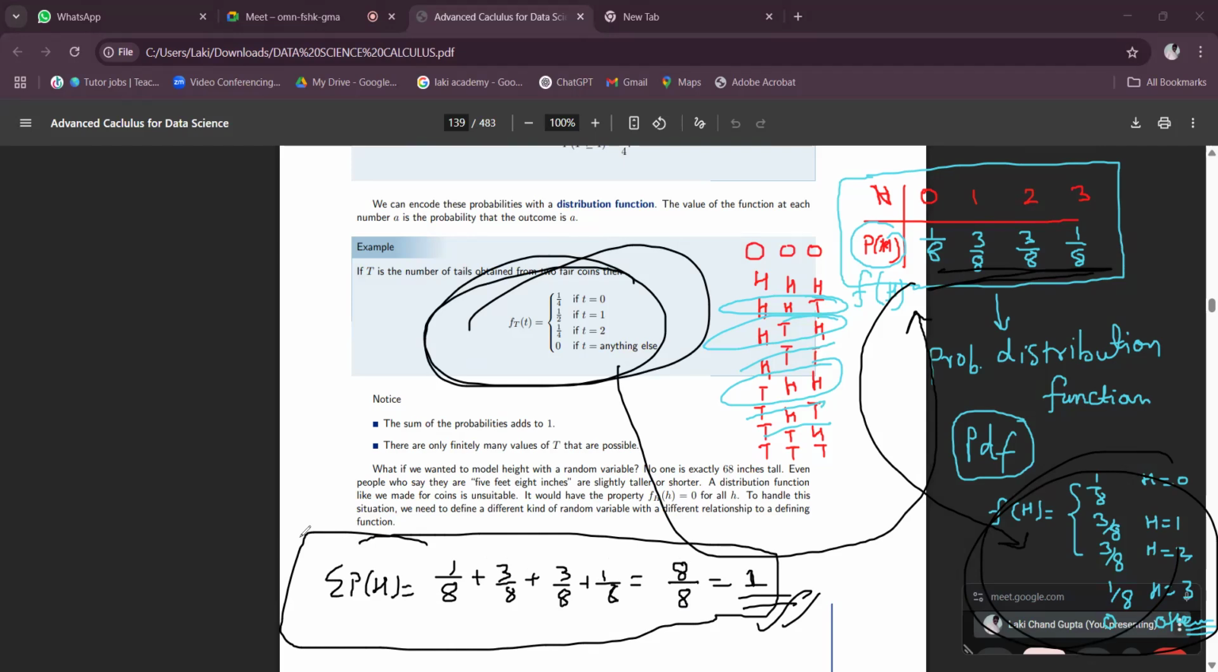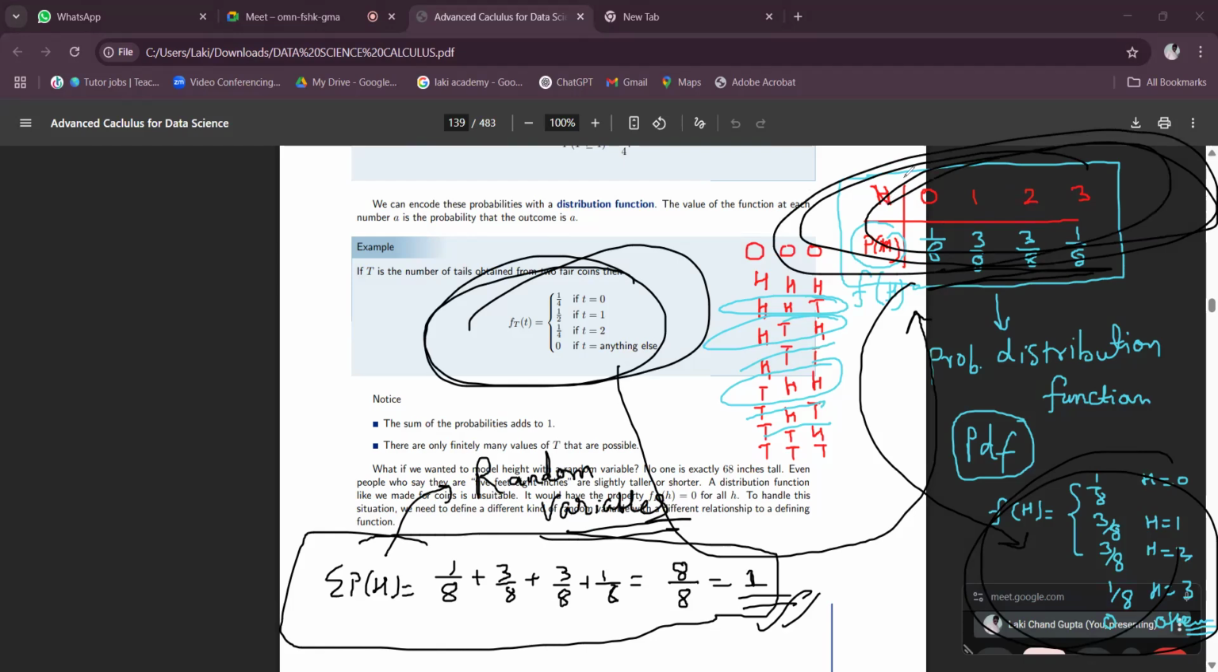And we consider H as a random variable. Here H represents the number of heads on throwing three coins. And the whole system is called probability function, sorry, distribution function. When a random variable comes with its probability, then this is called distribution function.